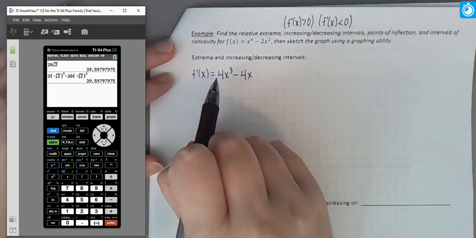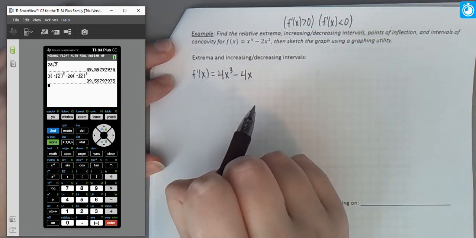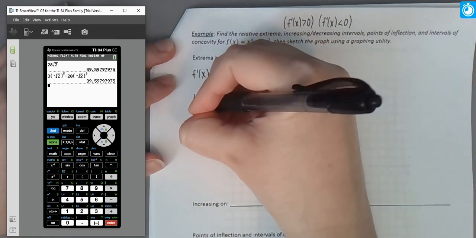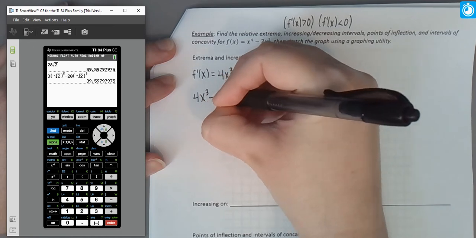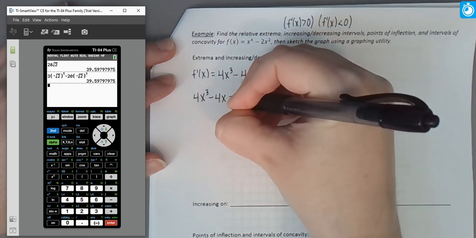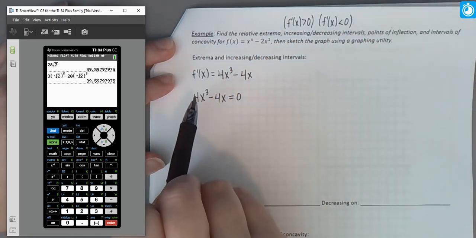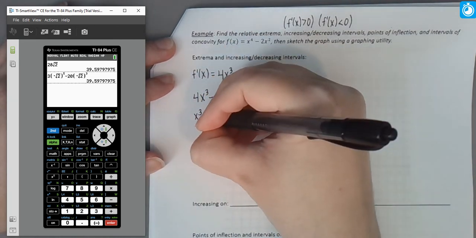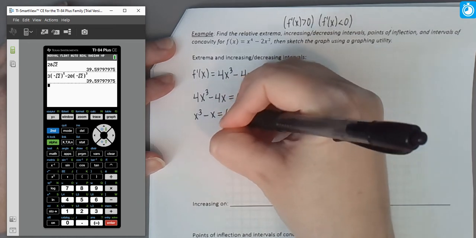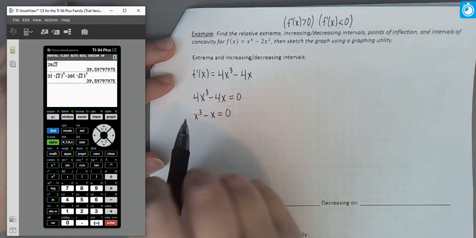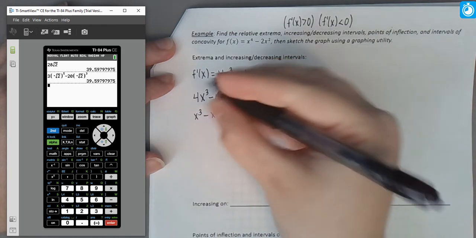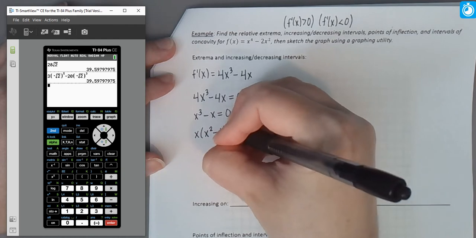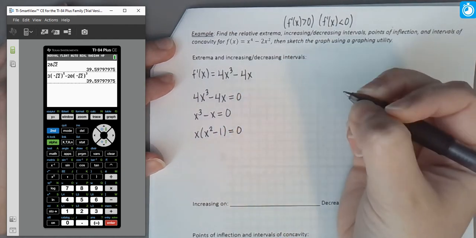Okay, so this particular expression is defined for all values of x, so we're just looking for locations where this would be equal to 0. So 4x cubed minus 4x is equal to 0. We can divide out that common factor of 4. It doesn't affect our solutions. So x cubed minus x still equal to 0. Now we need to factor. We have a common factor of x between these two terms. So x times x squared minus 1 is equal to 0.